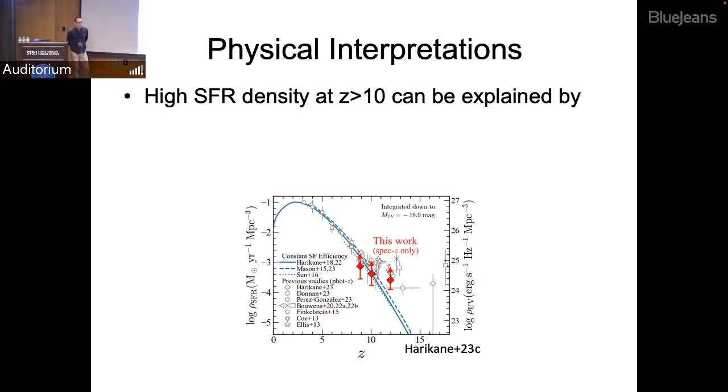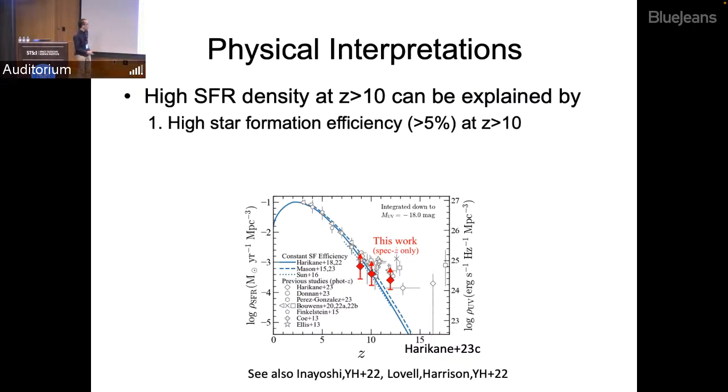Okay. Then there are several physical interpretations for this high star formation rate density, or high UV luminosity density, at high redshift beyond 10. For example, one natural explanation is high star formation efficiency, because we are comparing with the constant star formation efficiency model. So if the star formation efficiency is higher than 5% at redshift beyond 10 compared to the lower redshift universe, then we can naturally explain this high star formation rate density.